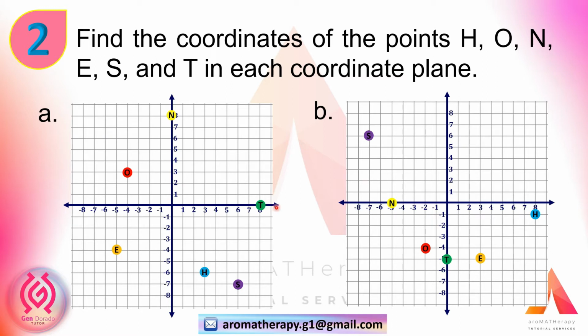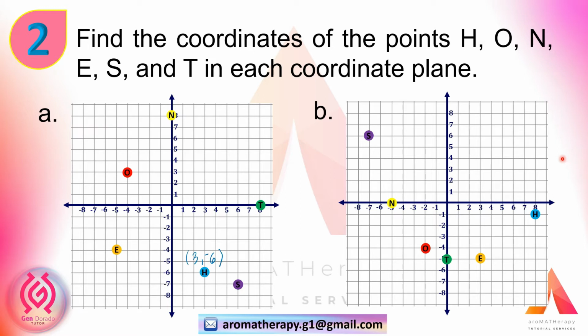Positive. Negative. Okay, so ilocate. Ayan si 3. So, positive 3, negative 6. So, you're right. Positive 3, negative 6. Dapat nasa loob siya ng parenthesis pag mag-name ng points, ha? Ayan. Okay.